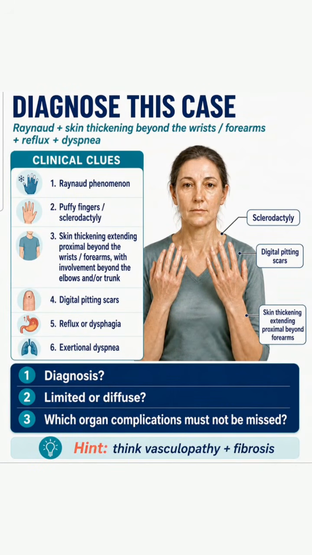Can you diagnose this case? Start with clue 1, Raynaud phenomenon. Now look at the hands. Puffy fingers, sclerodactyly and digital pitting scars. But the key clue is skin distribution.